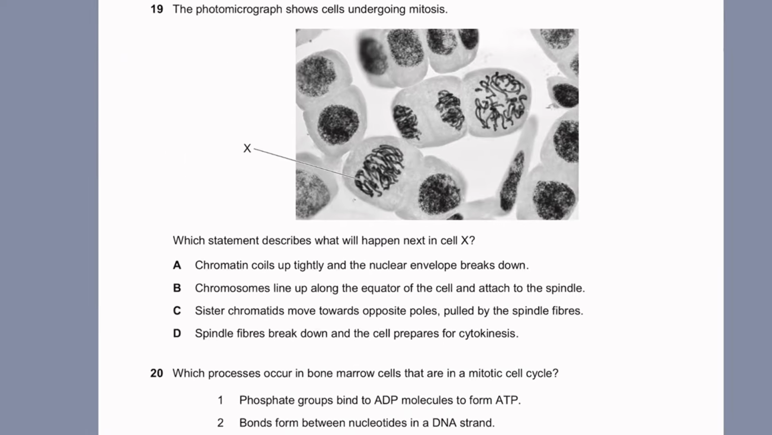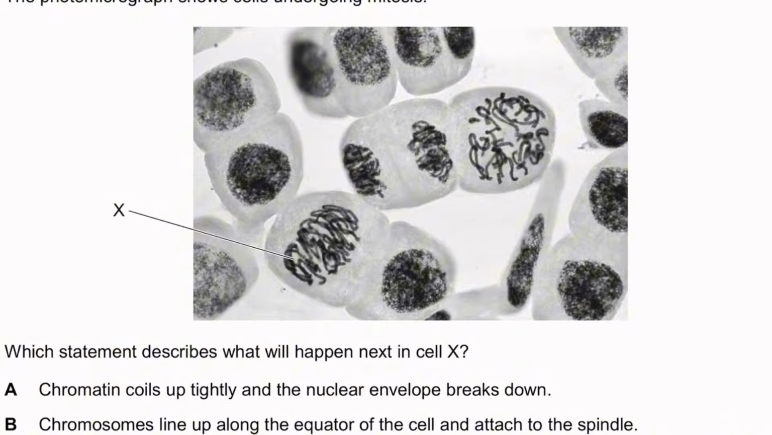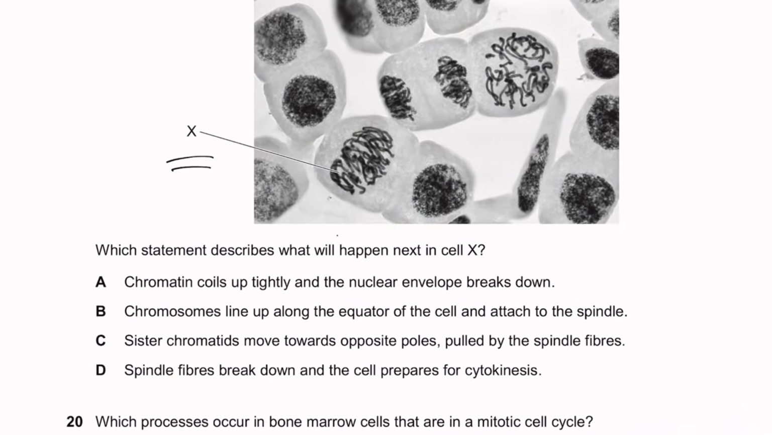D. The photomicrograph shows cells undergoing mitosis. So you have mitosis, and you can see we have here X. Which statement would describe what happens next in the cell? Okay, sure. So you can see here that chromosomes are very condensed. I think this is just prophase has just happened. There's no nucleus, and the chromosomes are still at the center of the cell where the nucleus was. I think now we're going to have metaphase after this, because it's PMAT: prophase, metaphase, anaphase, and then telophase. So after this we need metaphase.